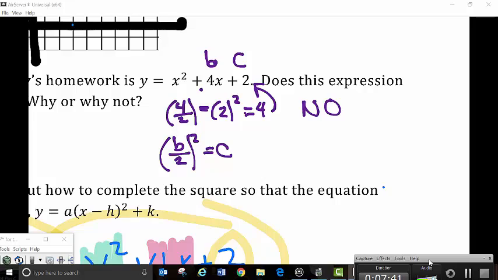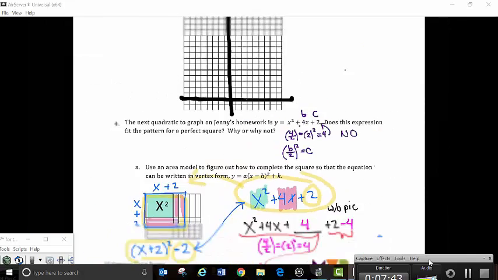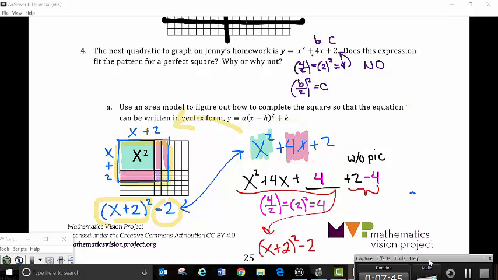Okay, we're missing 2 pieces for a perfect square. Here's another way to think about that. Okay, so I'm going to take this picture right here. Excuse me, I had leftovers.